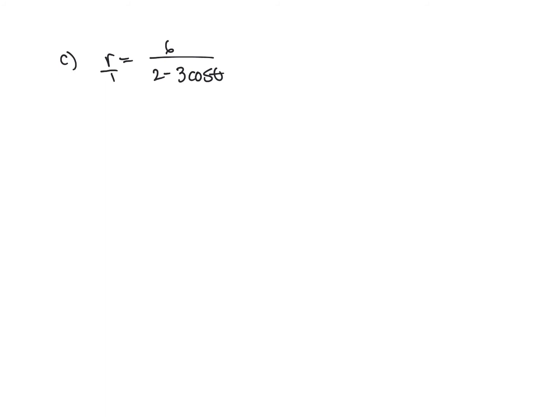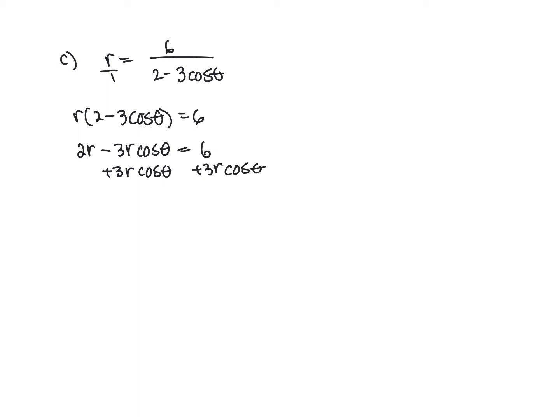I went ahead and cross multiplied first. So I would have r times 2 minus 3 cosine theta equals 6. And then I'm going to go ahead and distribute it in. Now, from here, what I want to do is look at solving for r, but that r cosine theta can be left alone because that's going to be switching to an x. So what I want to do is get this 3r cosine theta to the other side because it's fine where it's at. So I'll be able to rewrite that later.